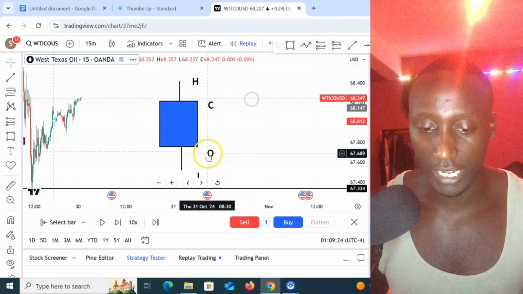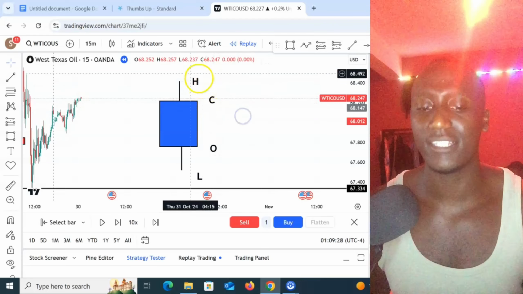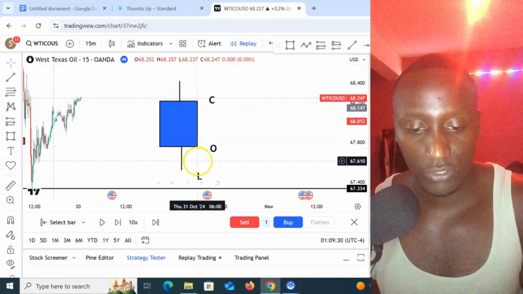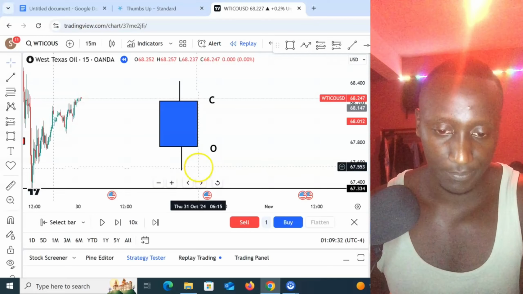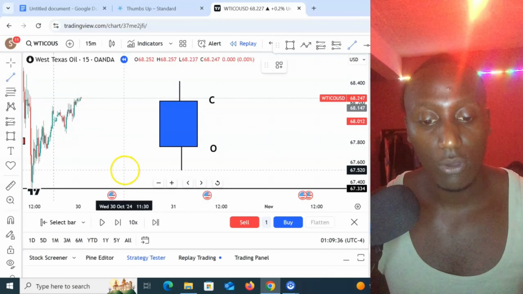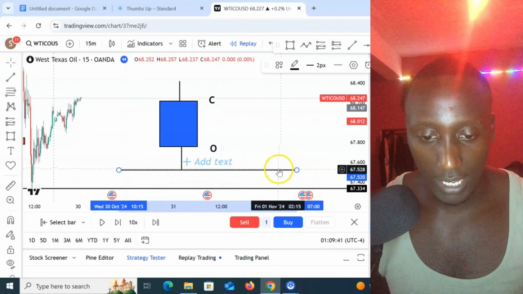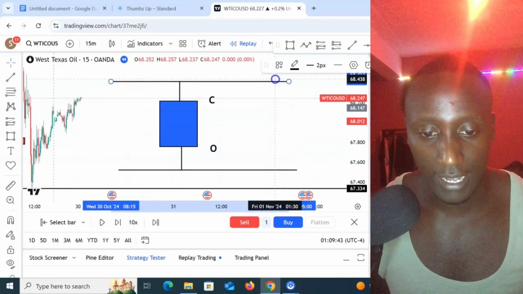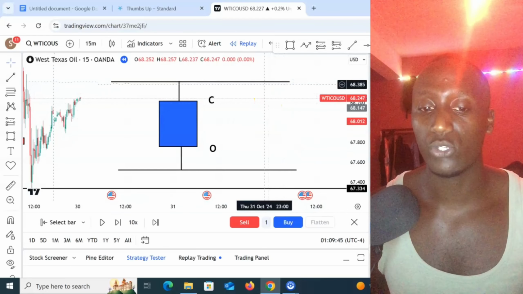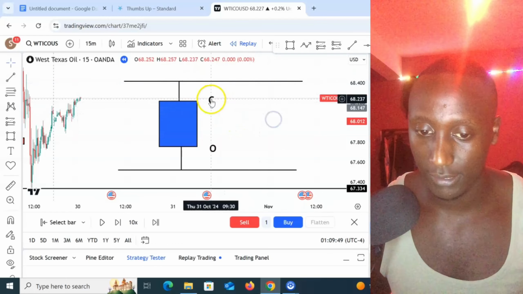So this is a bullish candle. But what is really the significance of all these things? All right, so first things first, support is the low. So for every candle, the support is the low and the resistance is the high. So each candle has its own support and resistance.